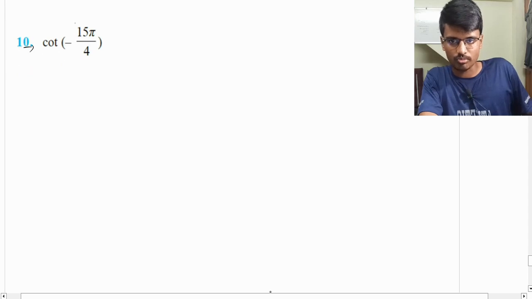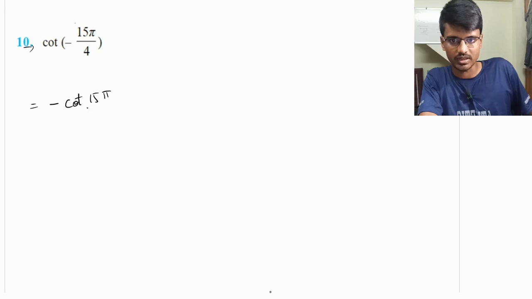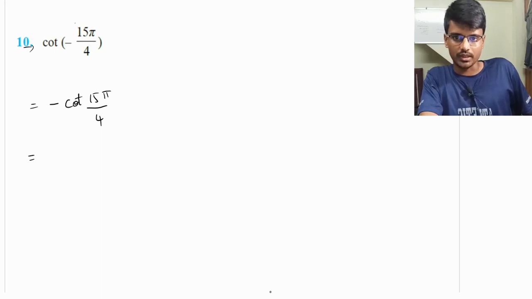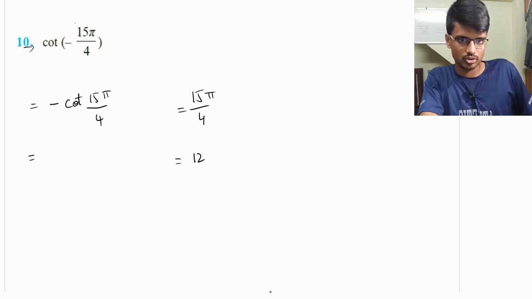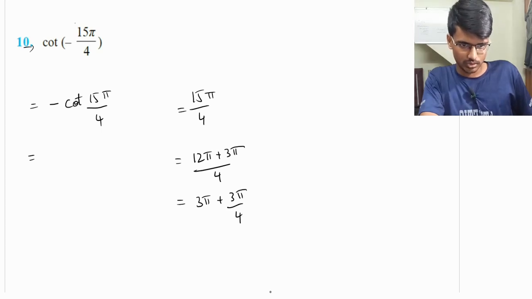Moving on. So cot. First thing is cot of minus 15 pi by 2 is minus of cot of 15 pi by 2. We have learnt this, right? Minus of something is minus. Now 15, how can I write it? I need to write this in terms of pi by 2, right? 15 can be written as 12 pi plus 3 pi by 4. This will become 3 pi plus 3 pi by 4, right?